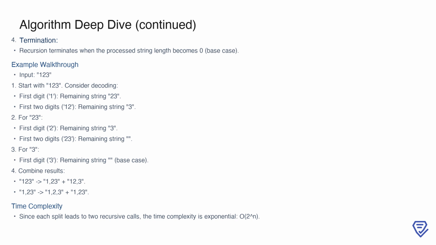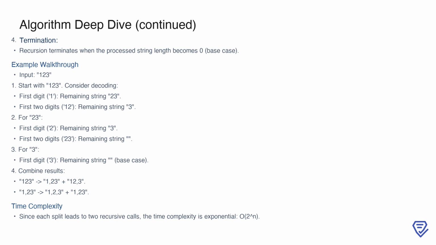Initially, we analyze the first digit 1, which leaves 23 as the remainder, and the first two digits 12, which leaves 3 as the remainder. For the substring 23, we again consider two options, decoding 2 as a single digit, leaving 3, or decoding 23 as a pair, leaving an empty string. Finally, for 3, we decode it as a single digit, which results in an empty string. Combining all results, we see that 123 can be decoded as 1, 2, 3, or 12, 3, or 1, 23.